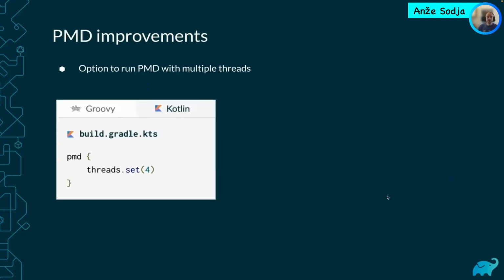Next thing is PMD improvements. This was contributed from the community, so that's nice. An option to run PMD with multiple threads was added in this release. And with that, you might see also some improvements if you have a big source set with a lot of files in it.